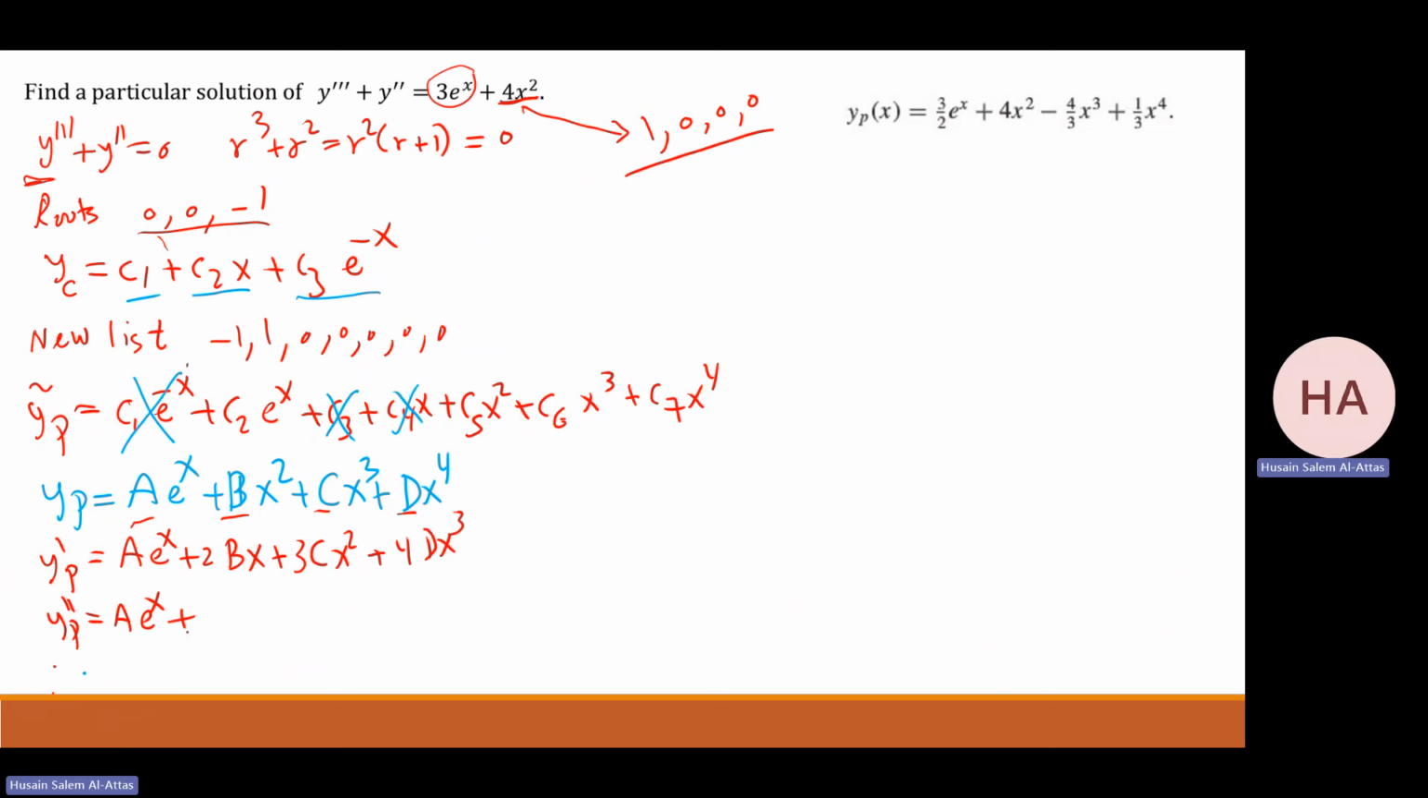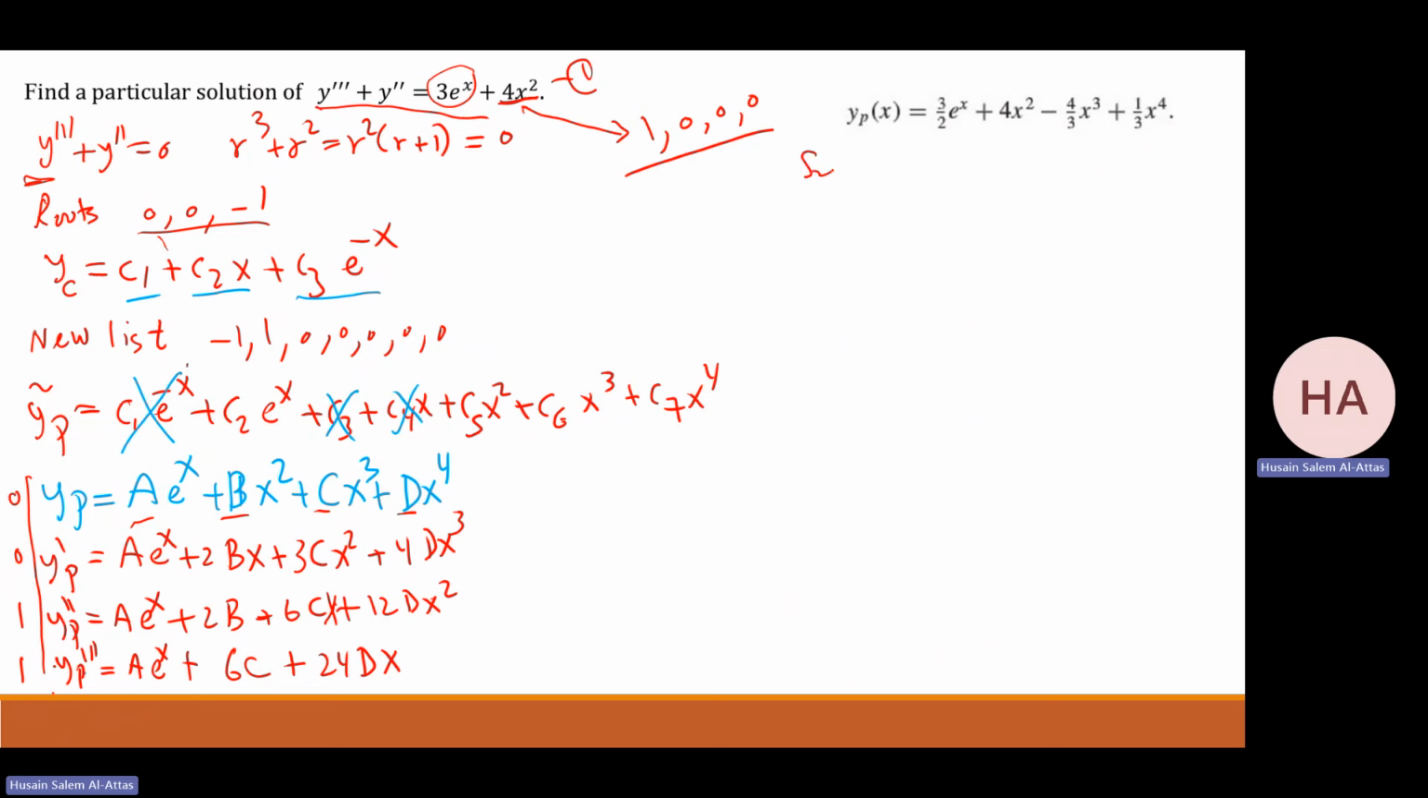yp double prime will be a e to the power x plus 2b plus 6cx plus 12dx squared. yp triple prime: a e to the power x plus 6c plus 24dx. Okay, these are what? This is 0, this is 0, this is 1, this is 1. So substitute it in this equation, in 1, to get yp triple prime plus yp double prime. That is what? Let me give it more space.